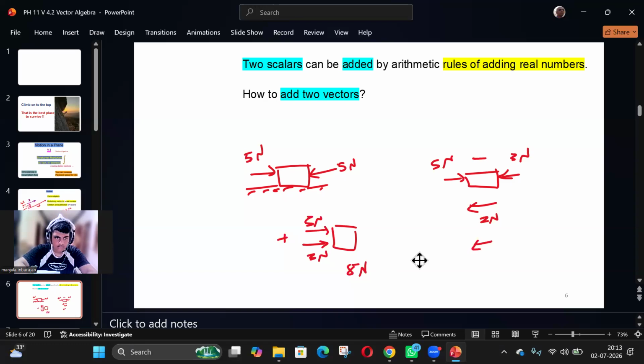So these are two extreme cases. But suppose the 5 Newton force is horizontal, but 3 Newton is at an angle. Then the resultant force will be somewhere between 5 and 3, maybe 3.5 or 4, whatever. Between 3 and 5 it will be. So how to add these two vectors where the direction is not 0 or 180 degrees? That's why we need the vector law of addition.